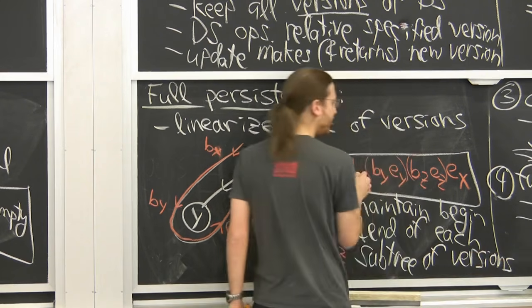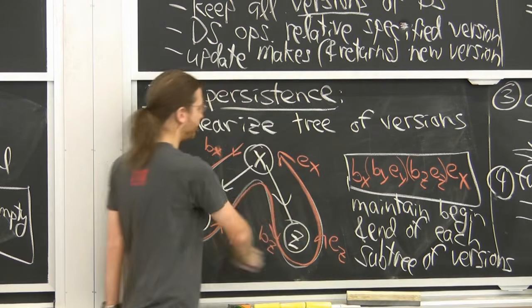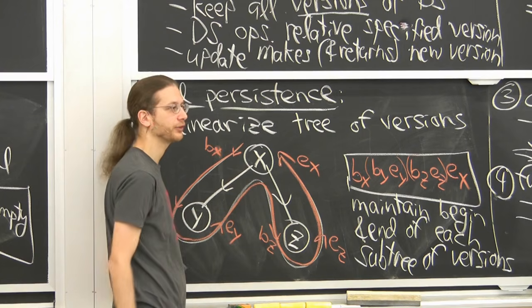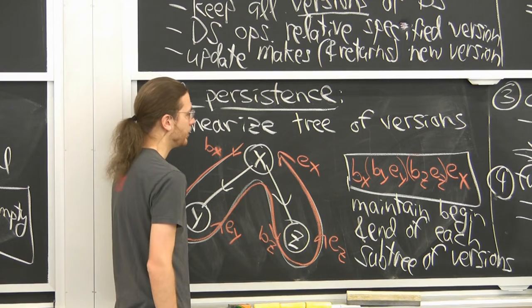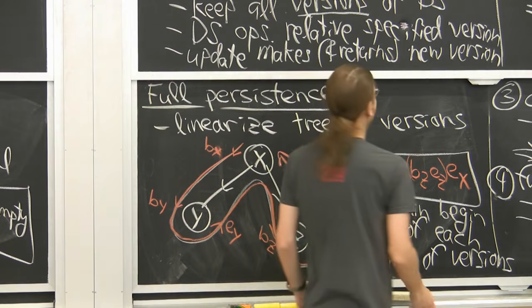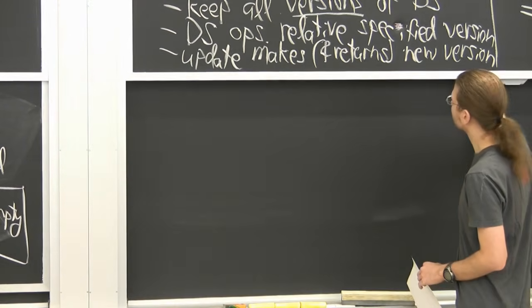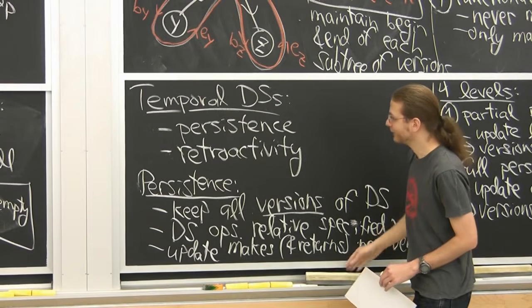Right, this string from BX to EX represents all of the stuff in X's subtree, in the rooted tree starting at X. How do I maintain that? Using a data structure.